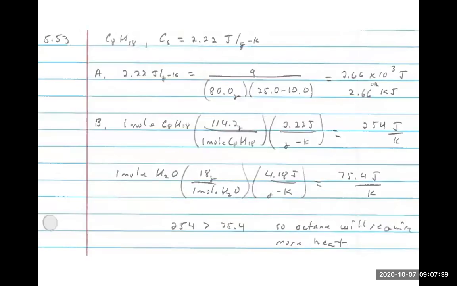Okay. Any questions on this one before I go to the next one? Yeah. On A, on the bottom, or on the denominator, 25 minus 10, is that the temperature change? Those are the two temperatures that we were given, yeah. So that's the initial and then final temperature. Okay. So that's our delta T there. Yep.